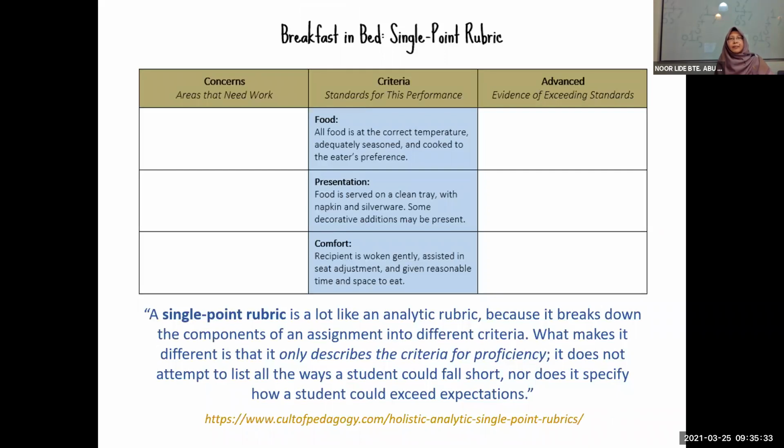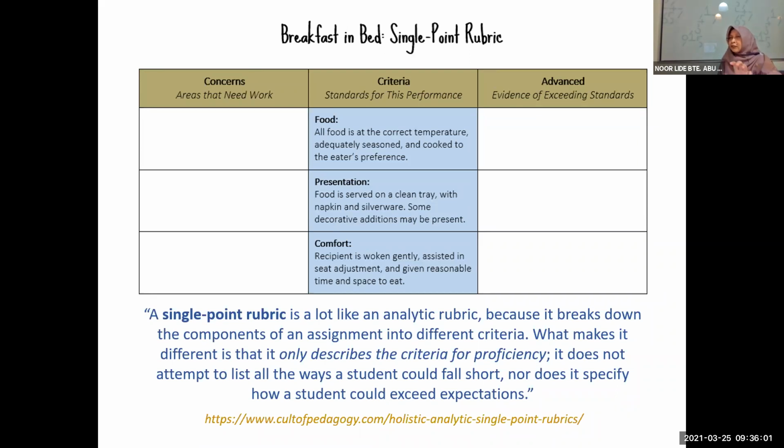Now here is the same, that's the standard for the performance. Okay, in terms of food, presentation, and also comfort. Now, why do some people actually use this kind of rubric? All right. So this kind of rubric tells the student that this is the standard that I must achieve. So they focus on this only, that they must achieve this.